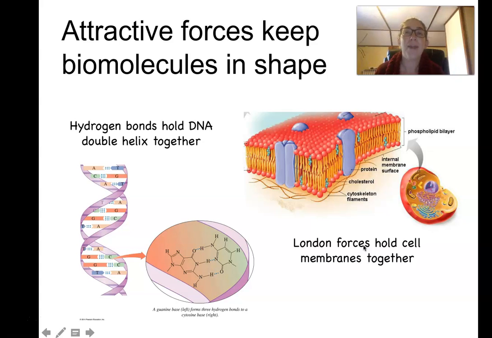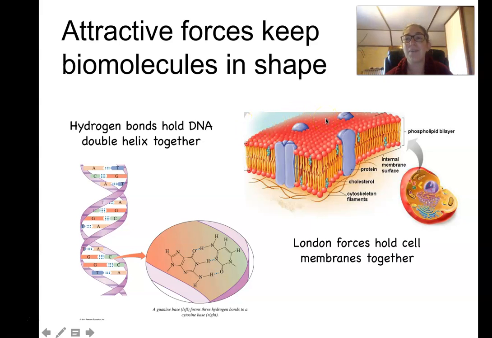Now, with a cell membrane, cells need to be flexible. And see, these purple things are proteins. Proteins will get inserted in cell membranes, and then sometimes they get removed. They can move around the cell membrane. And so in order for this membrane to be flexible, you need it to have relatively weak forces. So London forces hold this together, and they're weak enough to allow things to flow. So these proteins can actually swim or move through the membrane if they need to.